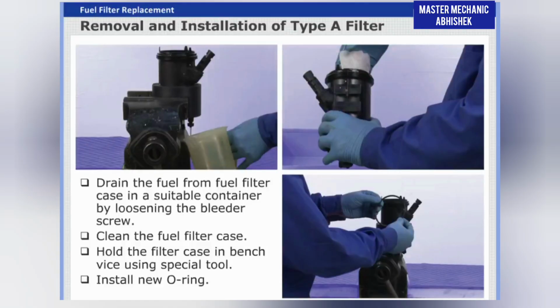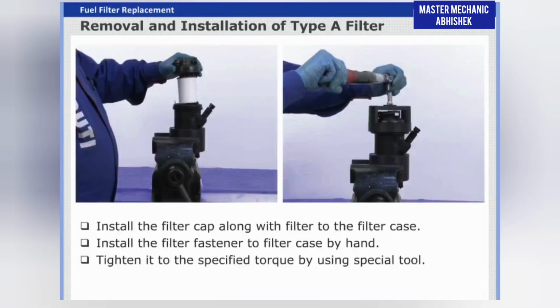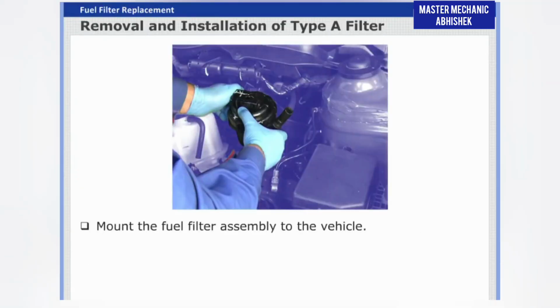Clean the fuel filter case. Hold the filter case in bench vise using special tool. Install new O-ring. Install the filter cap along with filter to the filter case. Install the filter fastener to filter case by hand. Tighten it to the specified torque by using special tool. Mount the fuel filter assembly to the vehicle.